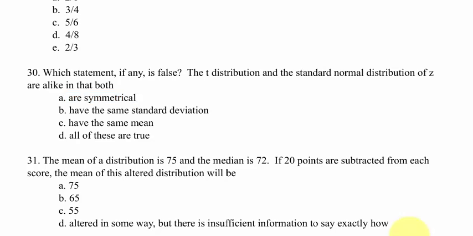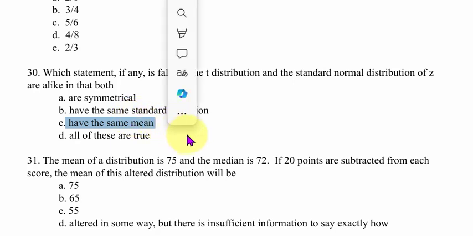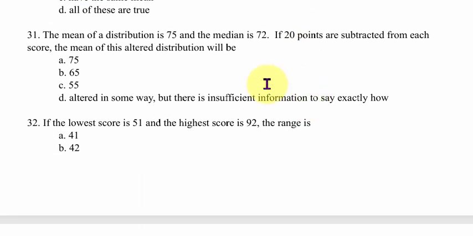Please hold. All right, the answer says that all of these are true. And again, I'm not agreeing with this. That makes no sense to me. So the t-distribution and the z-distribution have the same standard deviation? That's news to me. Have the same mean? That makes no sense, unless you're talking about 0 as a standardized mean. Again, I didn't read that book, so I'm moving on to 31.